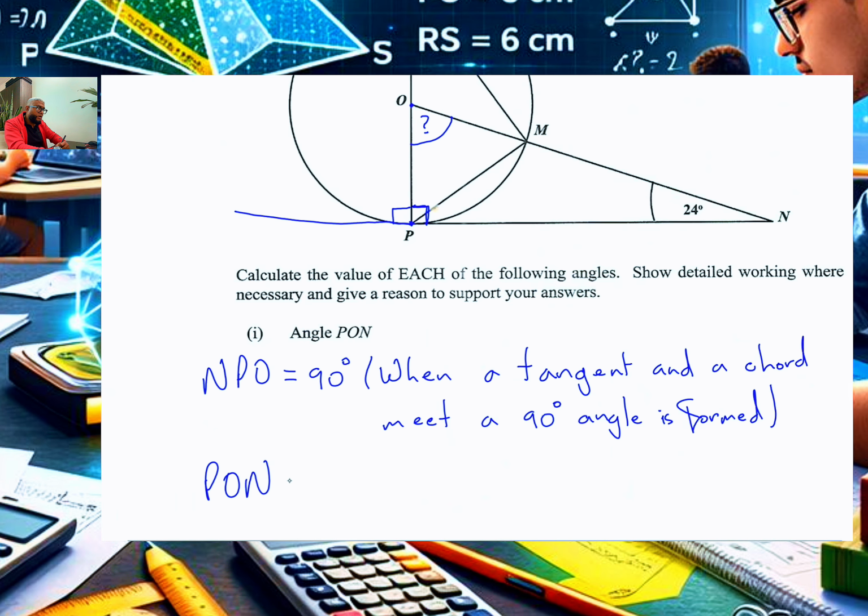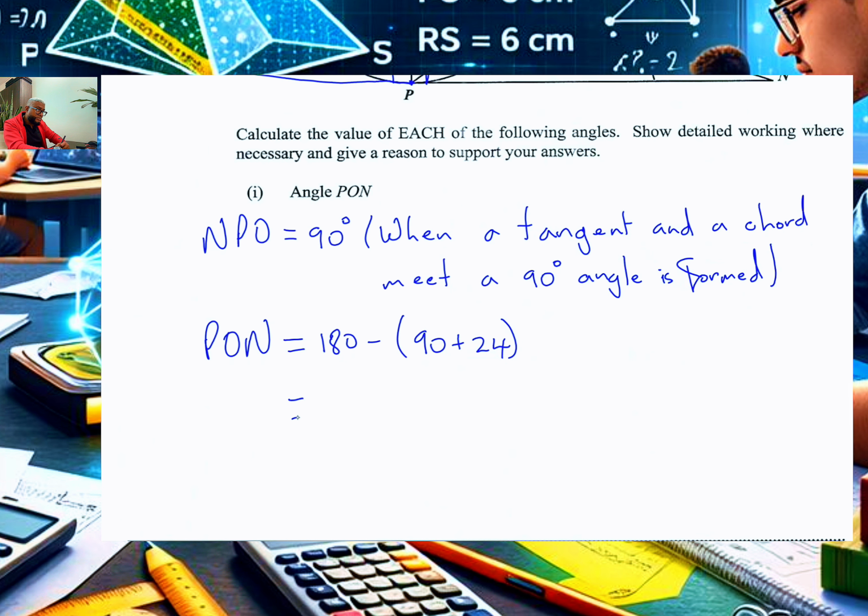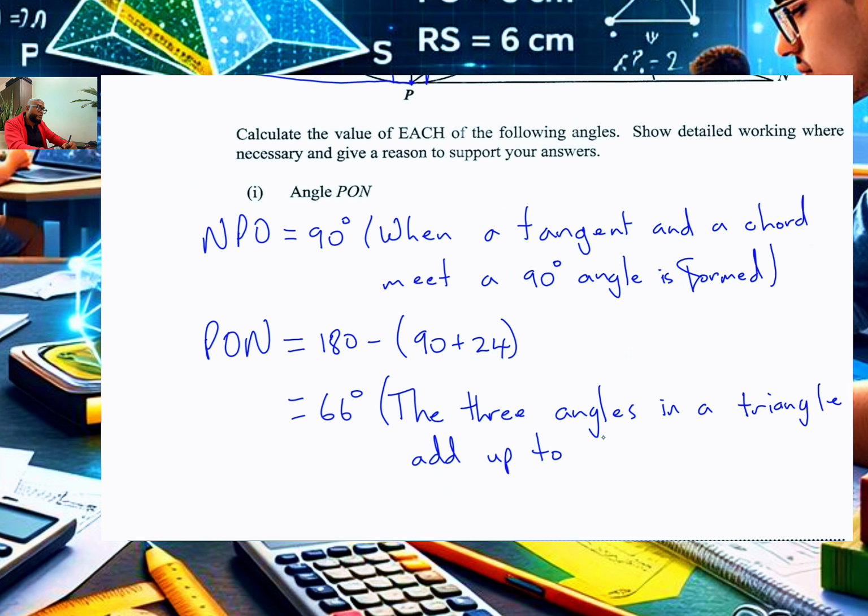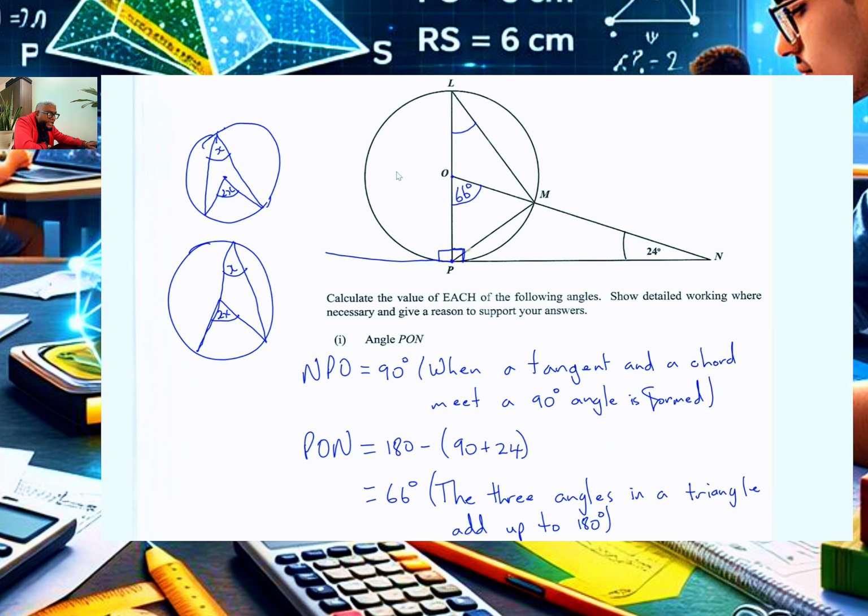So now PON would be equal to 180 minus 90 plus 24. When you add these things together and minus it from 180, what are we getting? 66. So this will be equal to 66 degrees. And you must place the fact that the three angles in a triangle add up to 180 degrees.